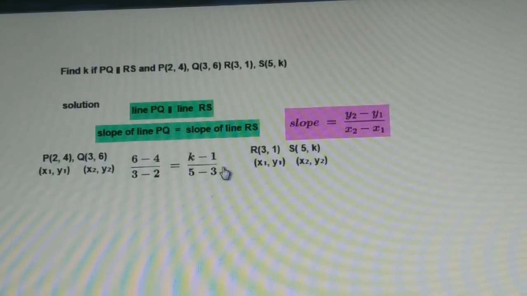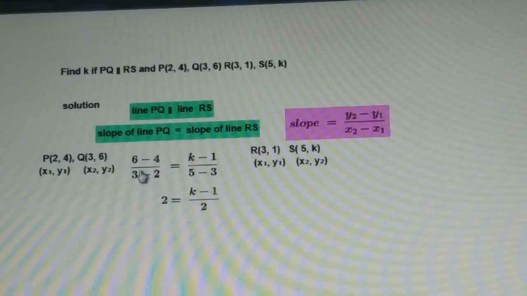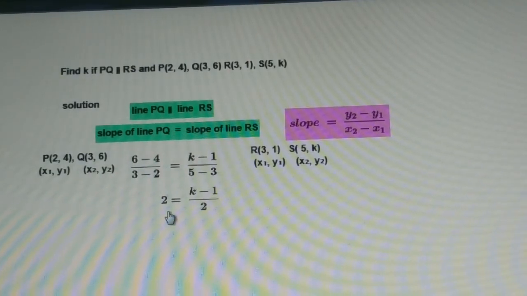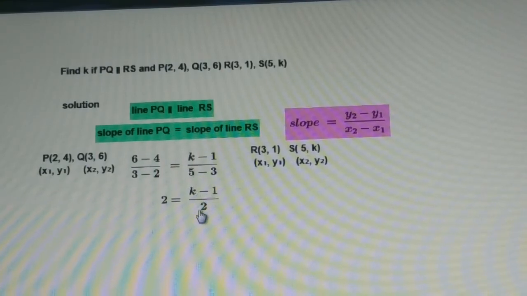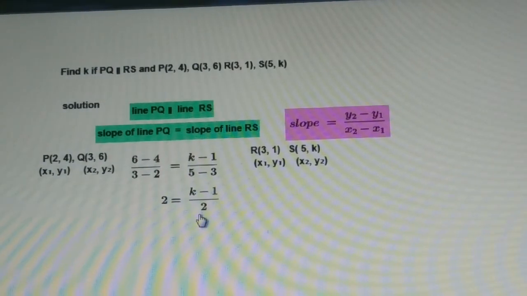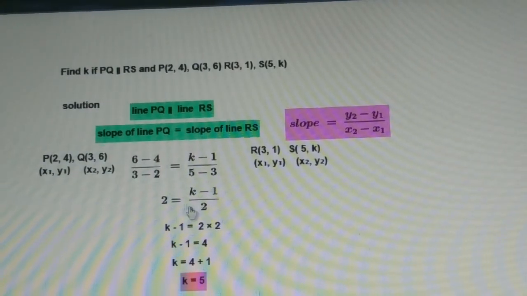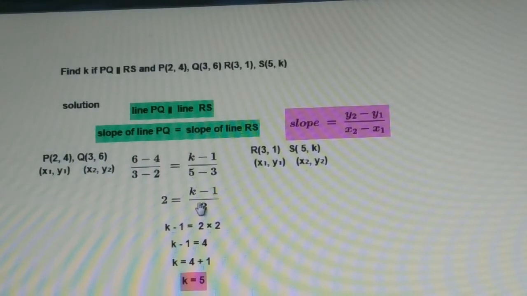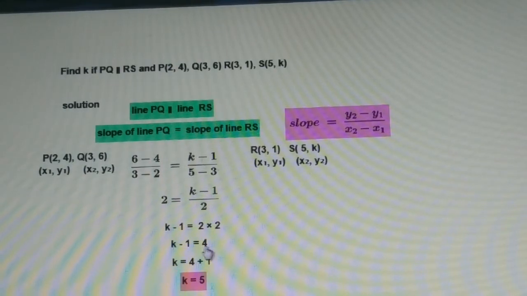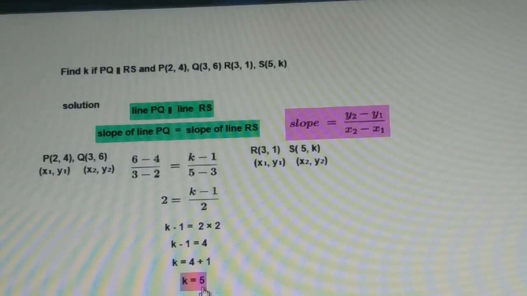5 minus 3. After solving the left hand side, we get here 2. After solving the right hand side, that is k minus 1 as it is, and 5 minus 3 is 2. We get k minus 1 upon 2. After cross multiplication, 2 2s are 4, we get k minus 1 is equal to 2 into 2, that is, k minus 1 equals 4. Adding 1 to both sides, we get k is equal to 4 plus 1, and thus at last we get the value of k is 5.